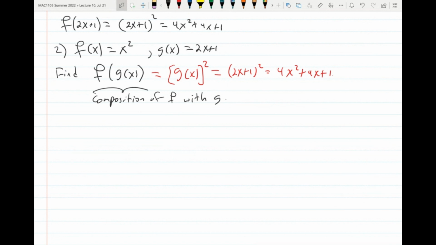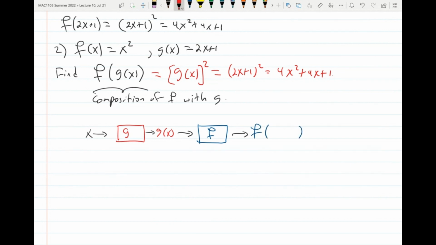Do you understand this? It's like putting two machines one next to each other. The input comes here, this machine does something and gives you an output, and then that output goes into the next one, and that gives you the final one. You can think of it as a little figure like this. Here we have the function g, here we have the function f, and x comes here, then g of x comes out, that goes into this one, and then f of g of x is what we obtain. Is this clear? This is called function composition.